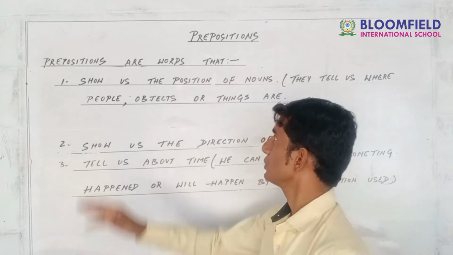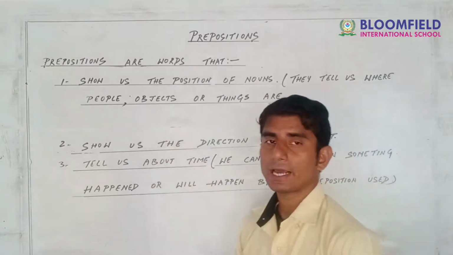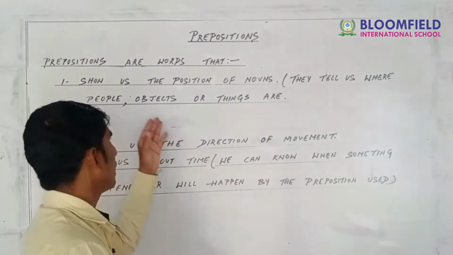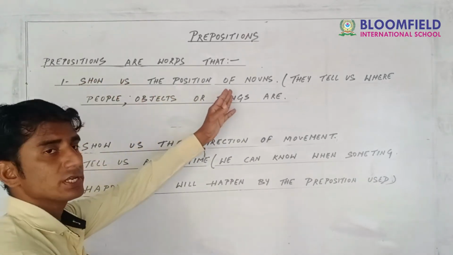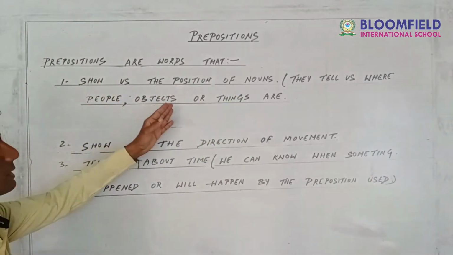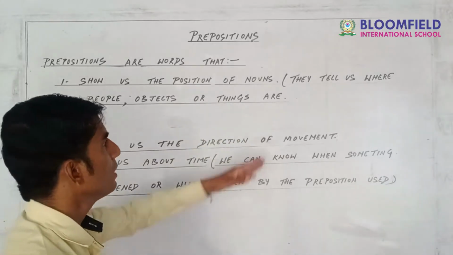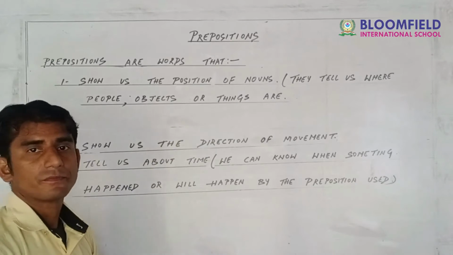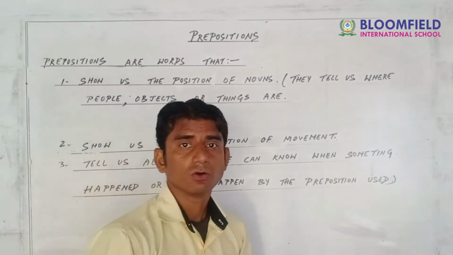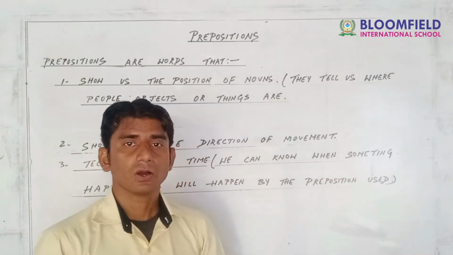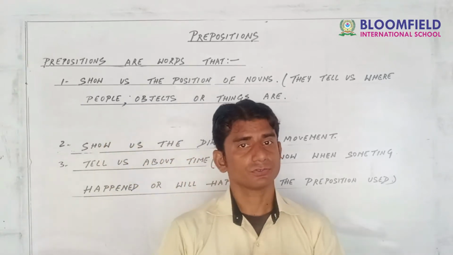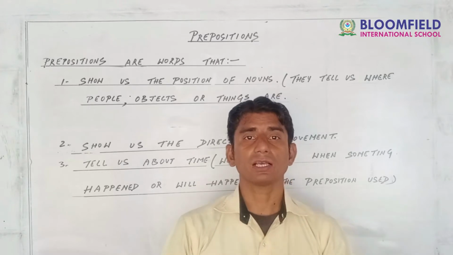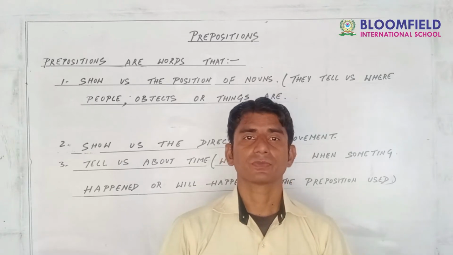Preposition, I have mentioned it here, and I will take you in a very simple way. Prepositions are words that show us the position of a noun. They tell us where people, objects or things are. For example, where is your teacher? My teacher is in front of me. Where is your mobile? My mobile is in my hand.